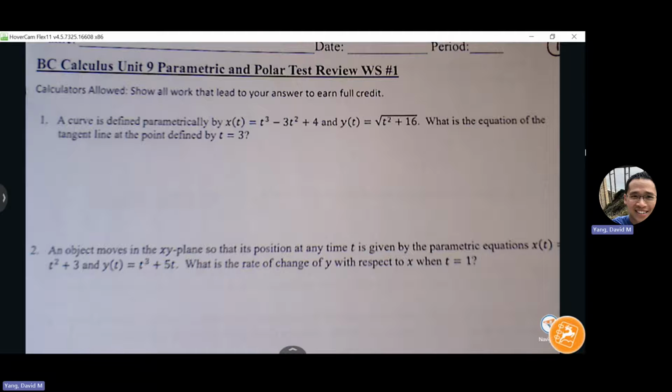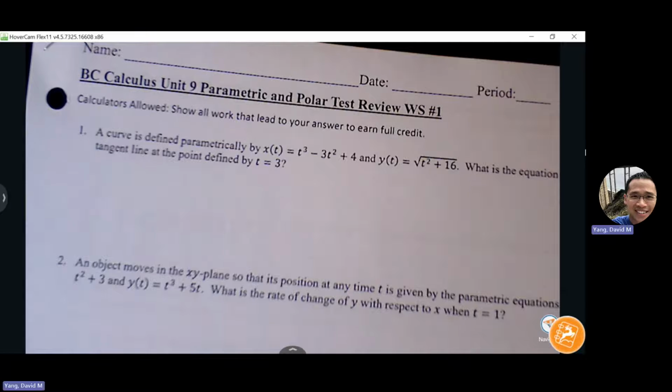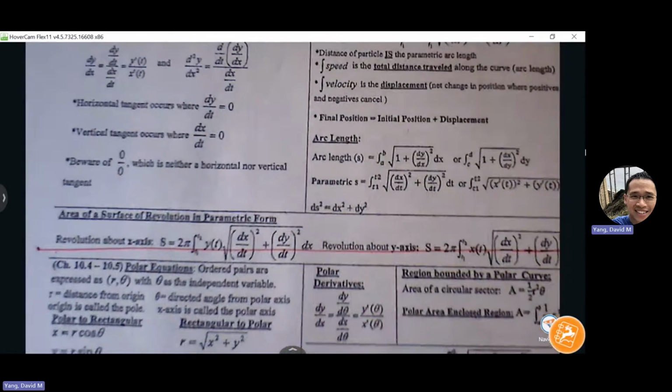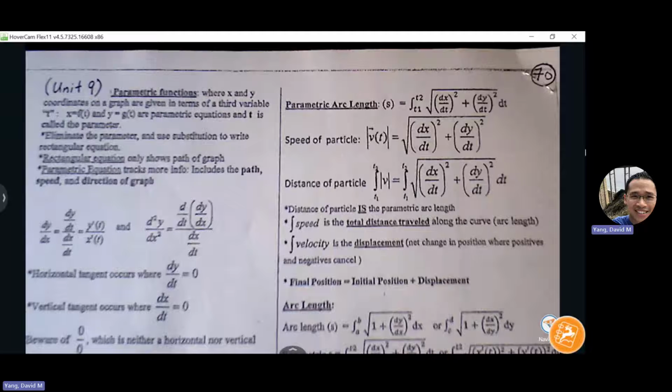Just for studying purposes, if you go to the last page, I think I included this in your packet, but I also included it at the end of your formula sheet. It's a formula sheet that puts a lot of things together. Now, there are some formulas that we're not using, like the area of a surface of revolution, so we can ignore that. But I think these other ones will be helpful in referencing formulas that we're using this unit.